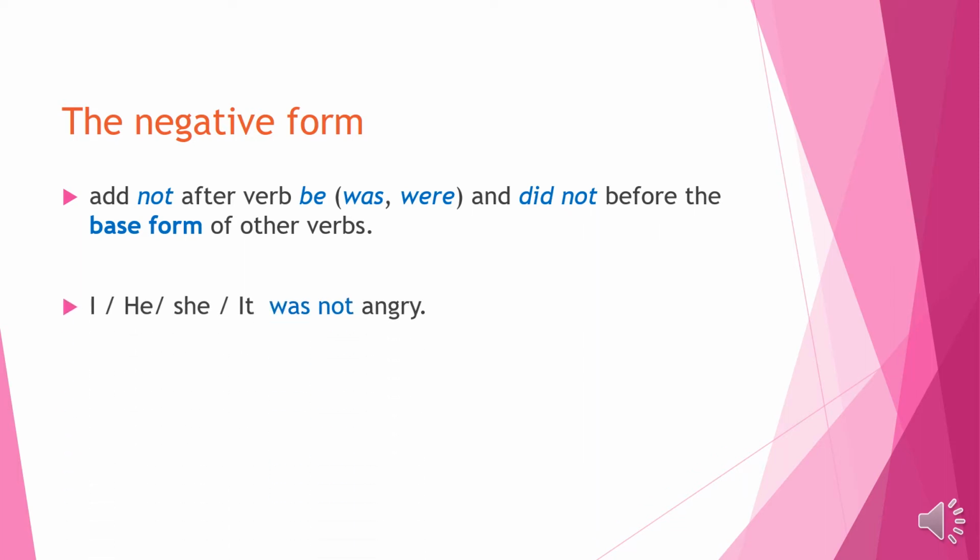With I, he, she, and it, you have to use was. And if it is the negative form, you must write was not. So I, he, she, it was not angry. With you, we, they, we use the verb to be were. So you, we, they were not angry.